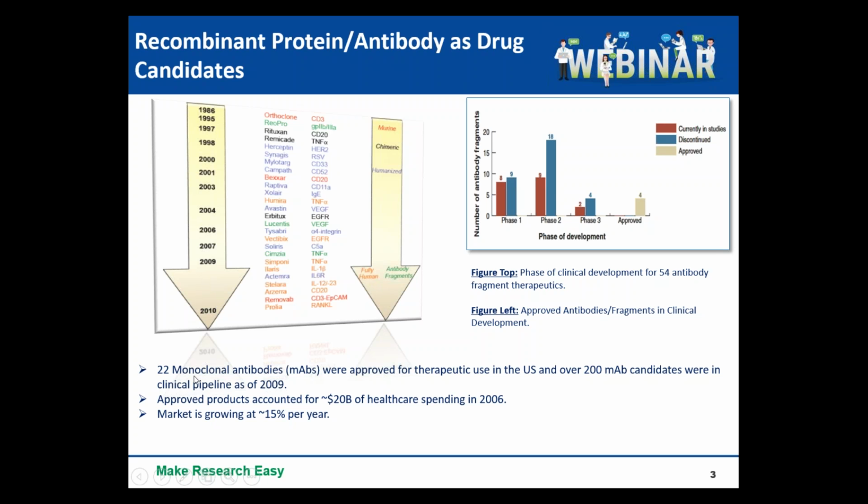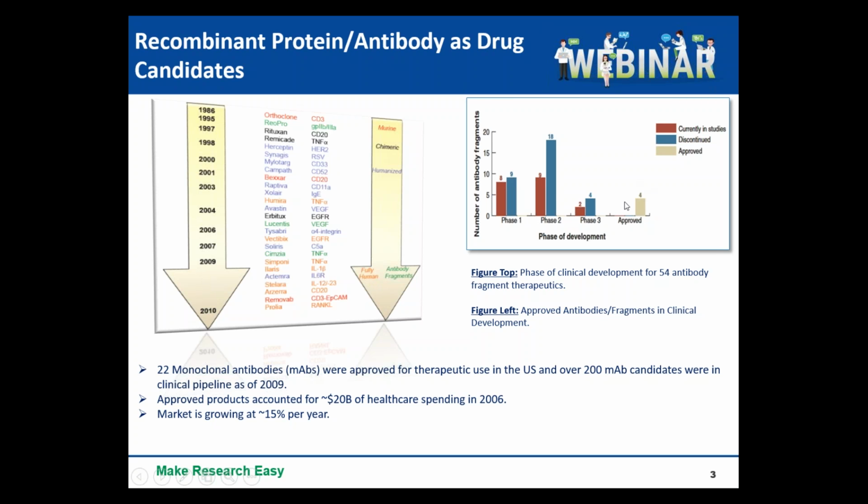And 22 monoclonal antibodies were approved for therapeutic use in the US, and over 200 antibody candidates were in the clinical pipeline as of 2009. Now, I know this data is a bit dated, but essentially it still encapsulates the development that was made in this field.